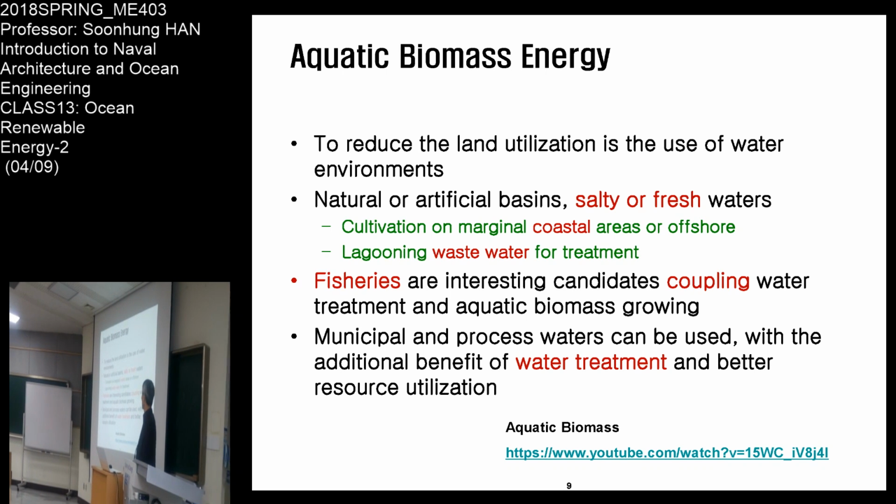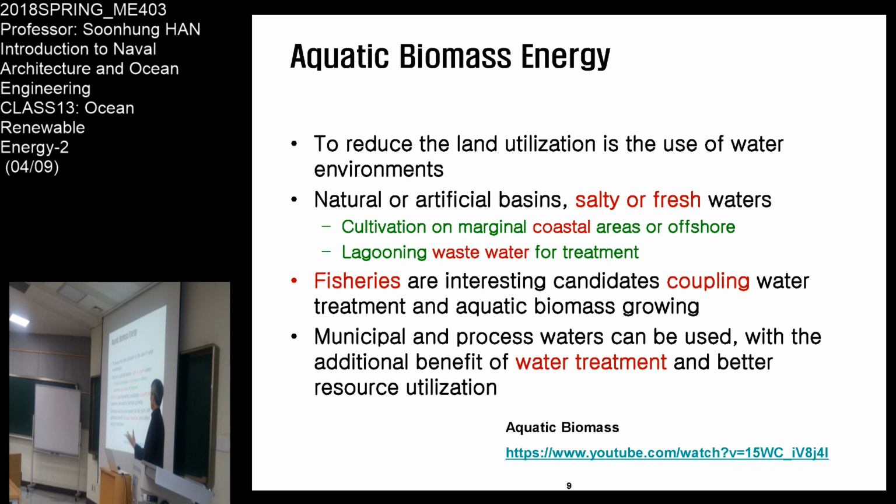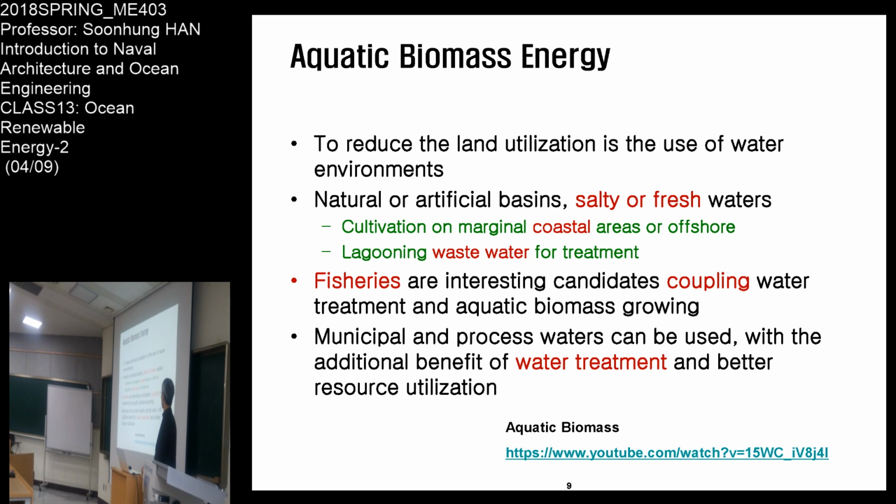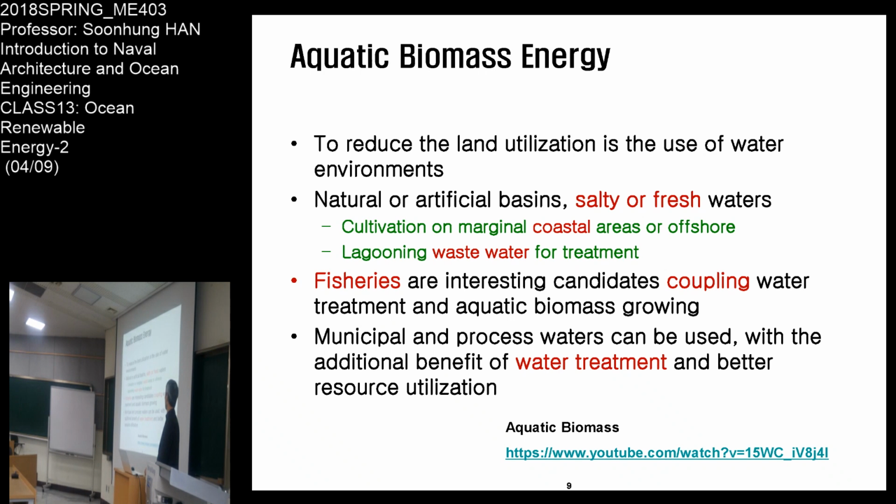Aquatic biomass energy. This is another topic, right? So water is needed. Aquatic means water. So natural or artificial basin, salt water or fresh water is okay, but salt water is bigger. Ocean is big, size is big. Cultivation on marginal coastal areas or offshore, near sea, coastal or offshore, far away, and wastewater for treatment is a good idea. So fisheries are interesting candidates, coupling water treatment and aquatic biomass growth.